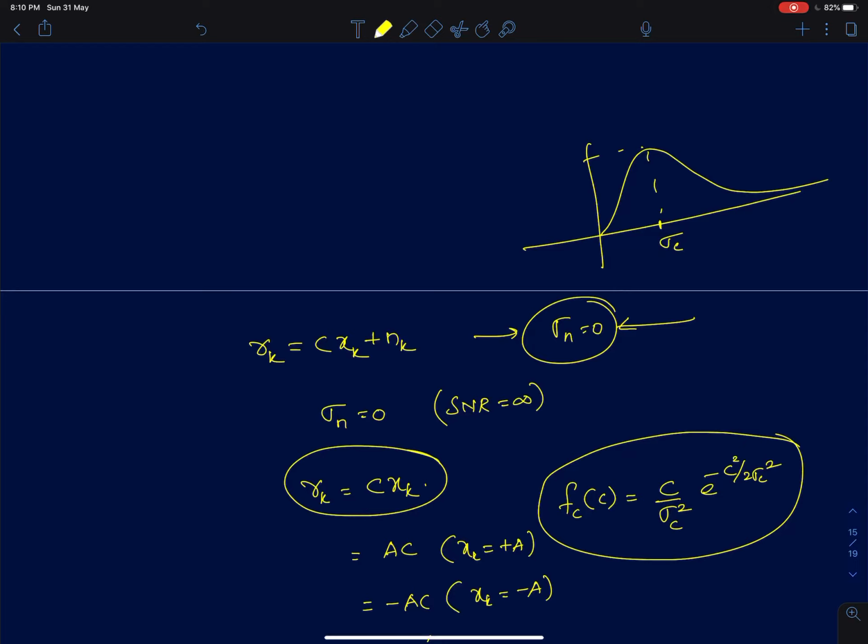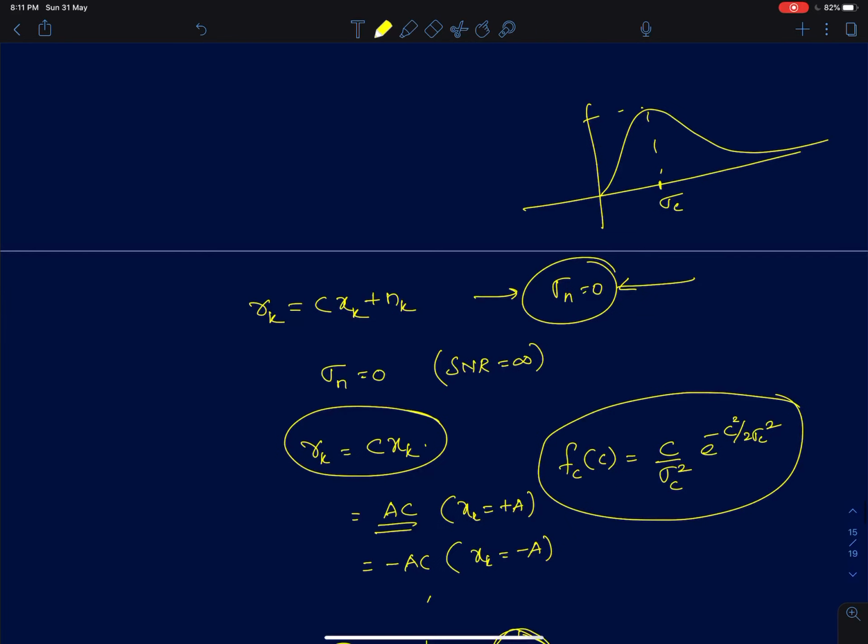Now when I multiply it with a, the sigma is going to get multiplied by a. Mean, everything is going to get multiplied by the factor a. Variance will get multiplied by a square, but the standard deviation, the new sigma_c, will be multiplied by a.